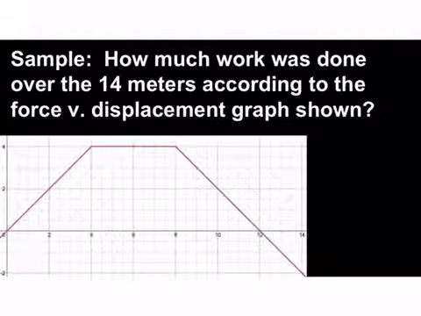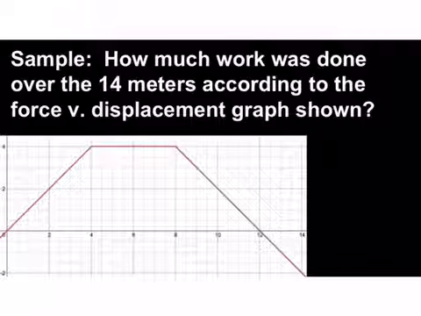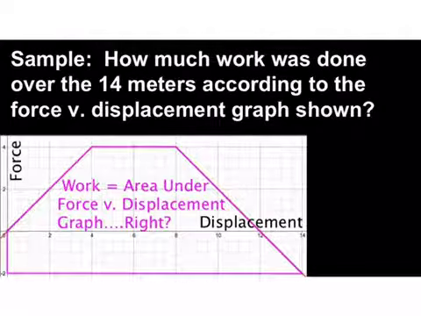So here's another sample problem. How much work was done over 14 meters according to the force versus displacement graph shown below? So there's our shape, and again, we want to trace this thing out and get the area. You might try to do a shape like this, but this is not correct. And the reason why is because remember that for a shape that we trace out, we can only use the graph and the x-axis for the top and the bottom.